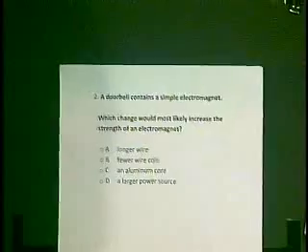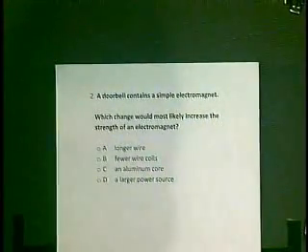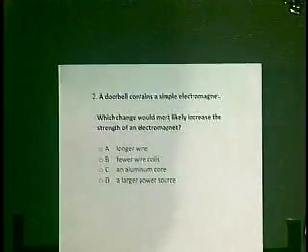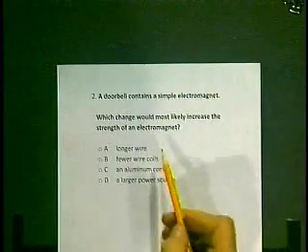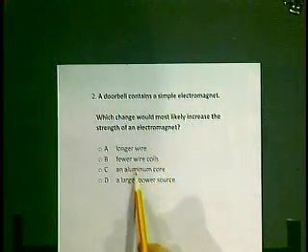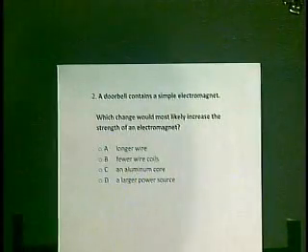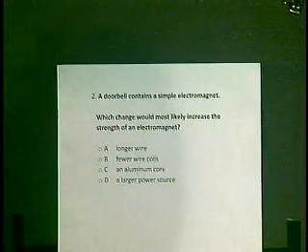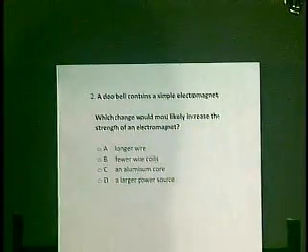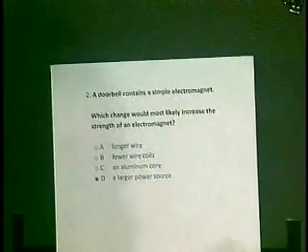And finally, question 2. A doorbell contains a simple electromagnet. Which change would most likely increase the strength of the electromagnet? A, a longer wire. B, fewer wire coils. C, an aluminum core. Or D, a large power source. If you remember the 3 demonstrations we did, the correct answer would be D, a larger power source.